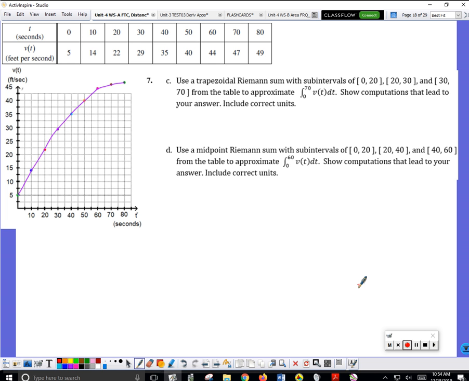Okay, turn to number 7. Turn to number 7, please. Turn to number 7. Okay, I'm looking at 7C specifically. 7C.